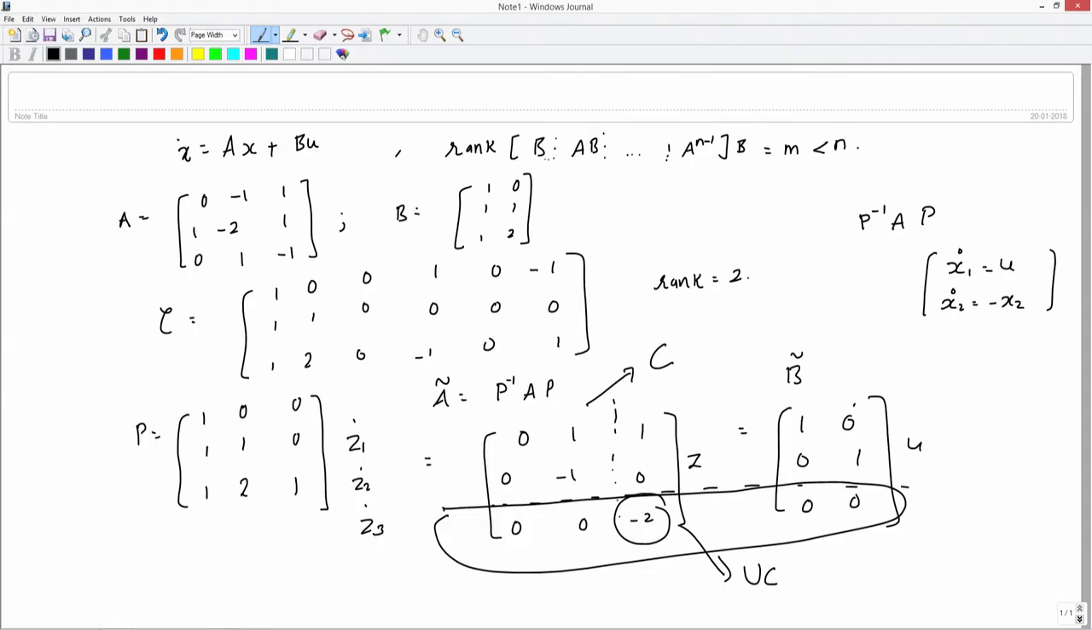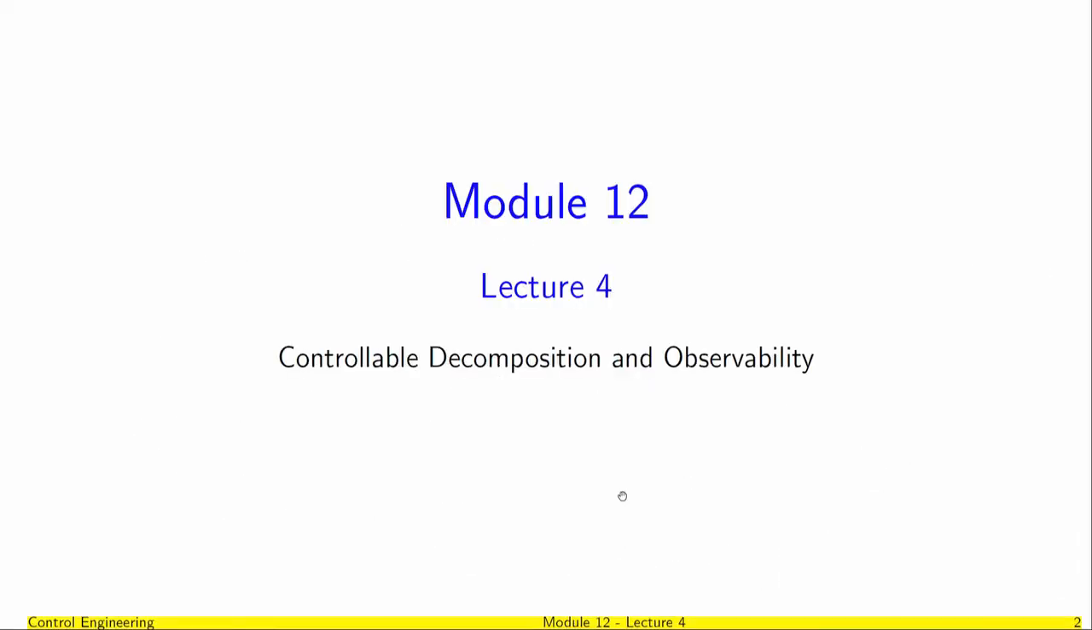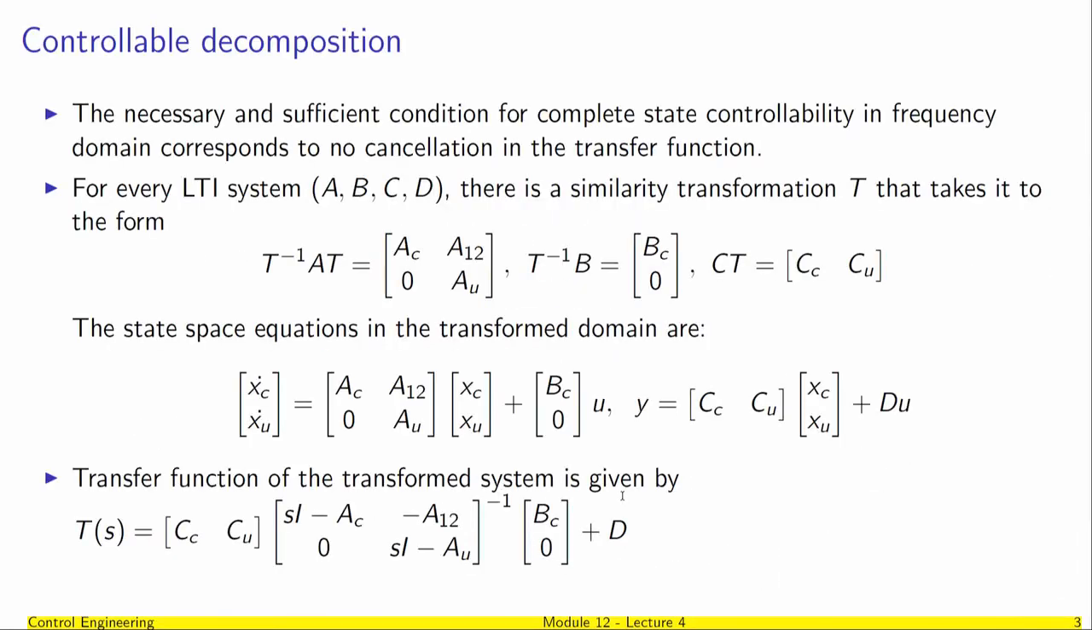What was given to us was a system which was not completely controllable, such that the rank of this controllability matrix was some number m. Based on this m, we pulled out m independent vectors from the controllability matrix. I add the remaining n minus m vectors such that the rank becomes n, and I do this kind of similarity transformation. While doing this, I have a system where I can clearly see which part is controllable and which part is uncontrollable, and this is what is referred to as the controllable decomposition.